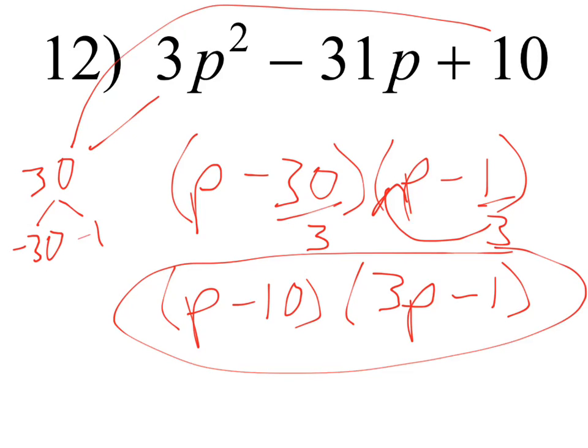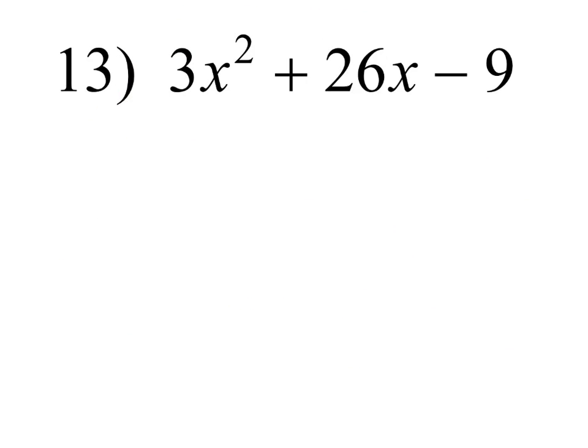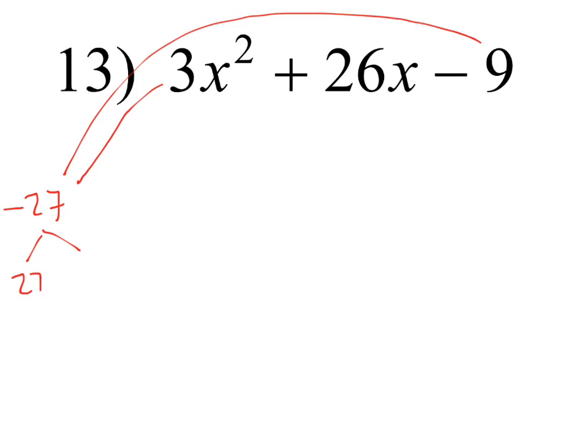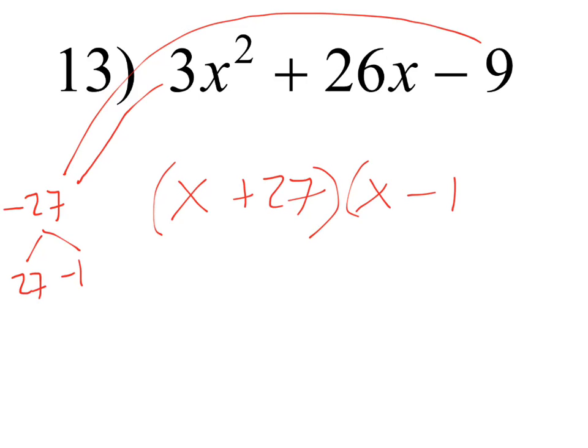And since we have a little bit more time than the last time I made this video, we'll move on to number 13. 3 doesn't go into all those evenly, so we're going to take 3 and times by the negative 9, which will give me negative 27. And we need to figure out what factors add up to be 26. Well, that'd just be positive 27 and negative 1, because when you add those you get 26. And so we'll have our 2 binomials here, x plus 27, and then x minus 1.